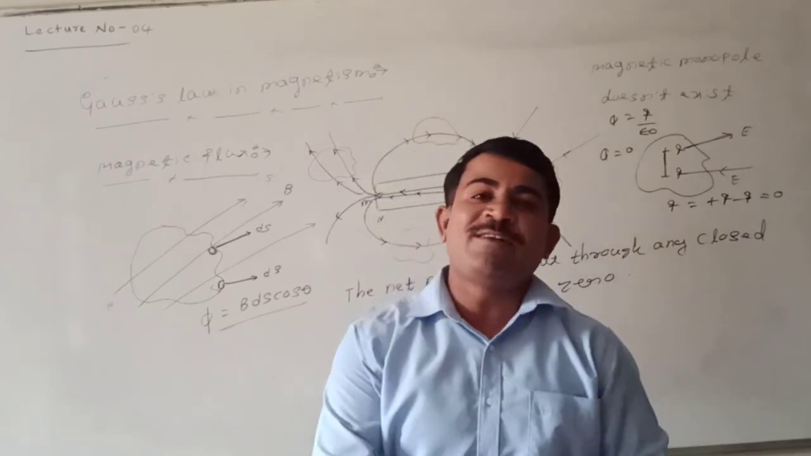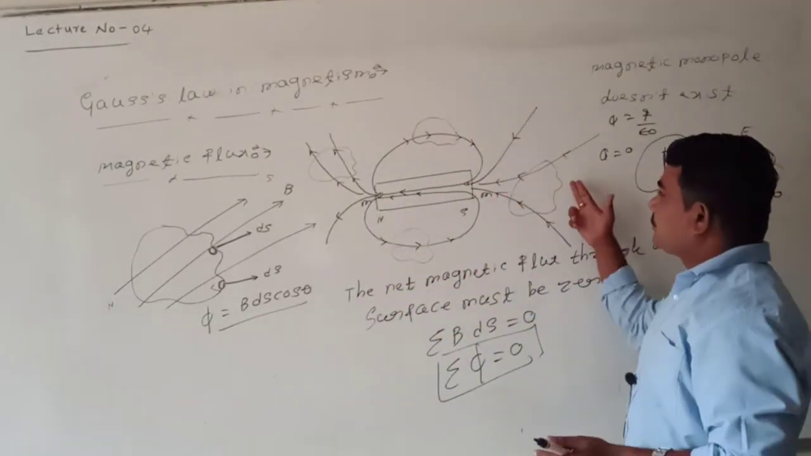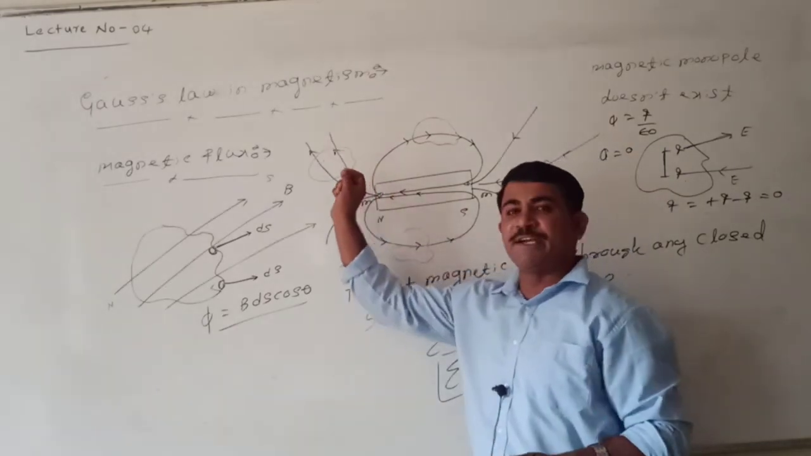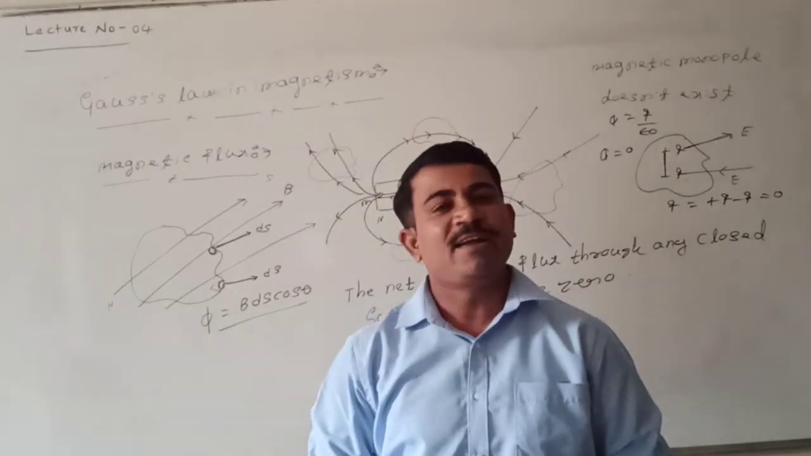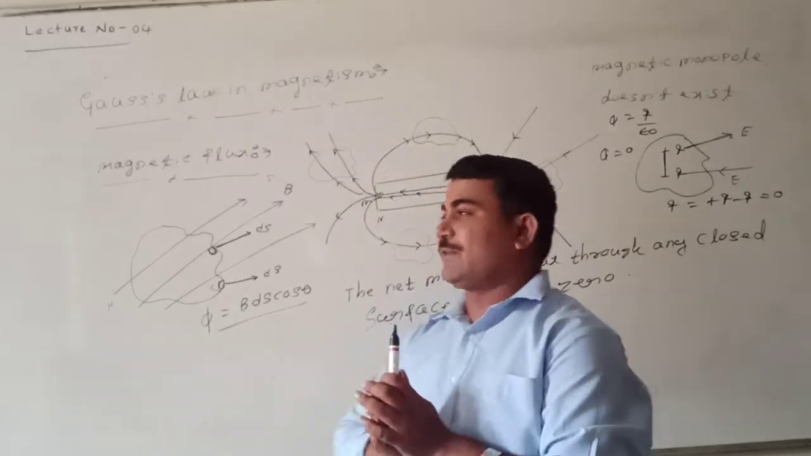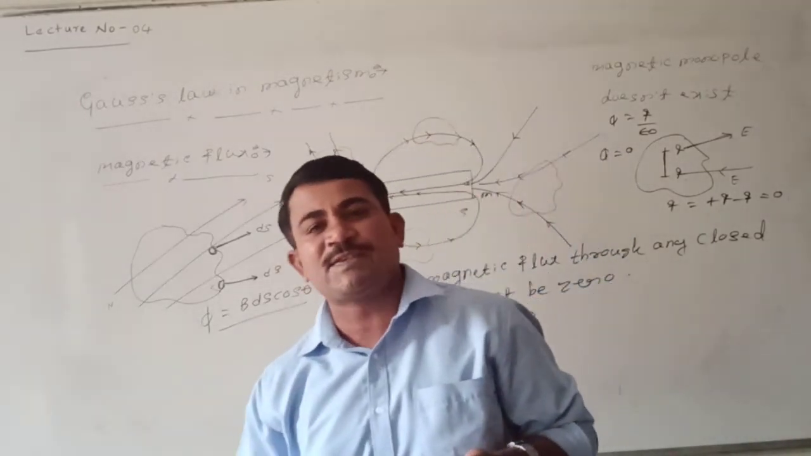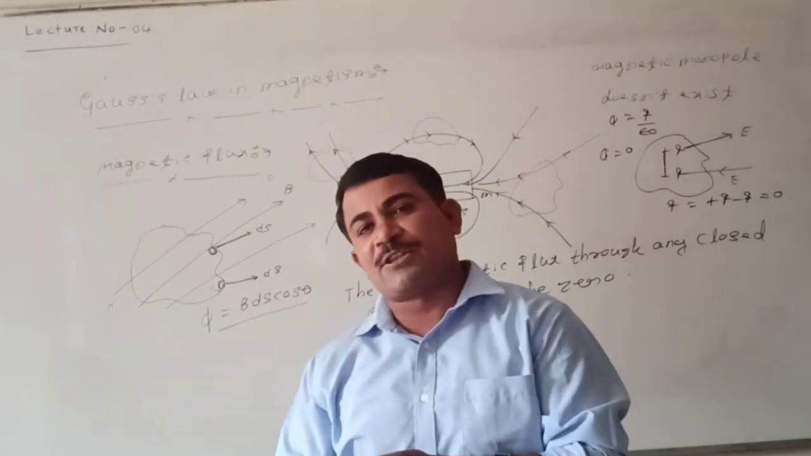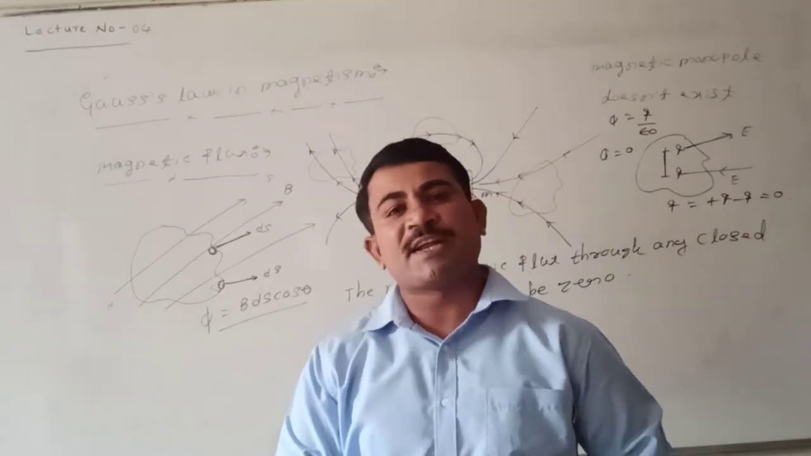But in Gauss law in magnetism, if you take any imaginary closed surface, as many magnetic field lines enter it as leave it. So the net magnetic flux through any closed surface must be 0. This we call Gauss law in magnetism. Simply, Gauss law in magnetism indicates that a magnetic monopole does not exist. Wherever there is a magnet, there must be a north pole and a south pole.